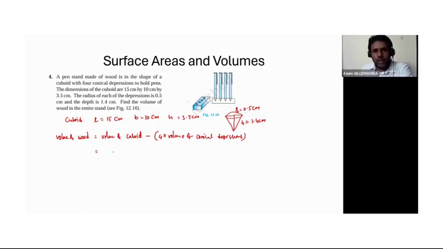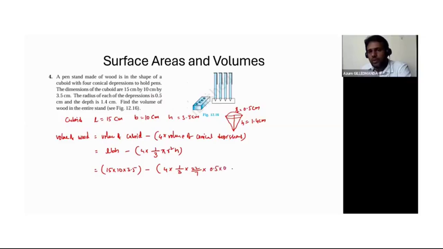So what is the volume of cuboid? L into B into H, minus 4 times the volume of a cone. What is the volume of a cone? We learned 1 by 3 pi r square h. So what are the length, breadth and depth here? We know, 15 into 10 into 3.5. This is the volume, minus 4 into 1 by 3 into, what is the pi value? Let's say 22 by 7. What is r? r is 0.5. So 0.5 into 0.5 into the height, which is 1.4.